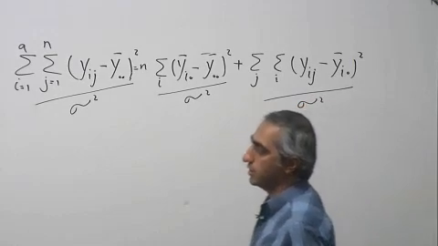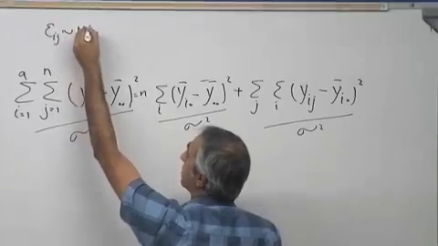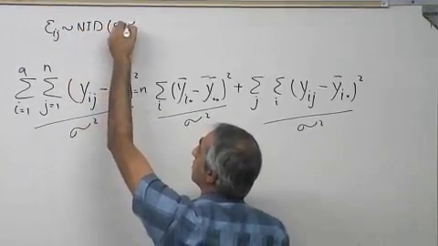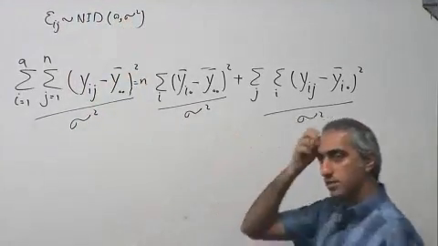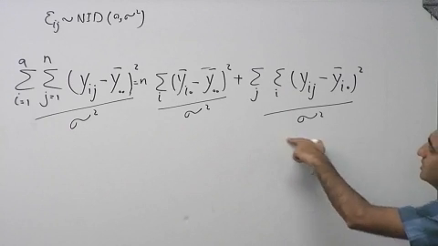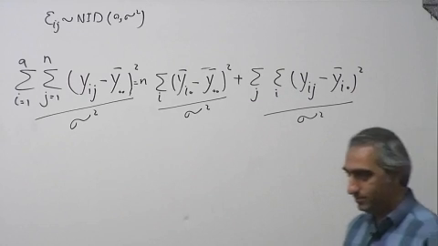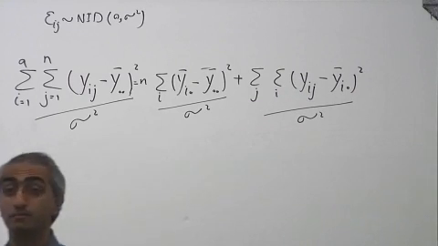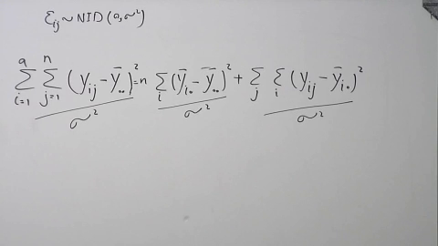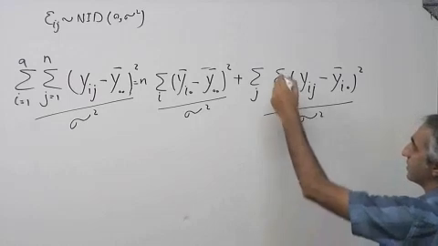So what is sigma squared? We know that epsilon ij follows a normal distribution with this mean and this variance. Let me divide everything by sigma squared to scale them. Now, can anybody tell me what is the distribution of this guy? Chi-square? What is the degrees of freedom? Let's just start with this guy.